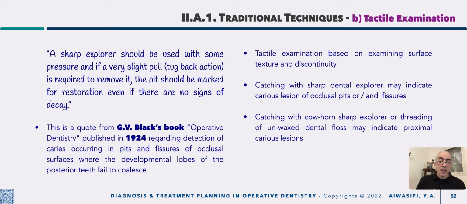Okay, this is how he examined the surface, depending on the surface texture and surface discontinuity, which may be false discontinuity. And the catching with a sharp explorer, he stated that it indicates a caries lesion, and even if he is wrong, this pit and fissure is susceptible to caries, and you need to cut it into a cavity as a means of extension for prevention, which is nowadays not applicable at all.